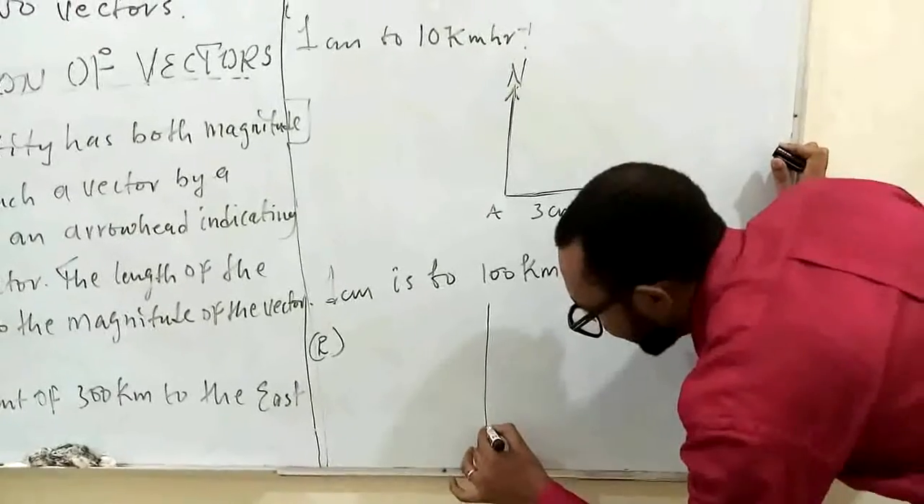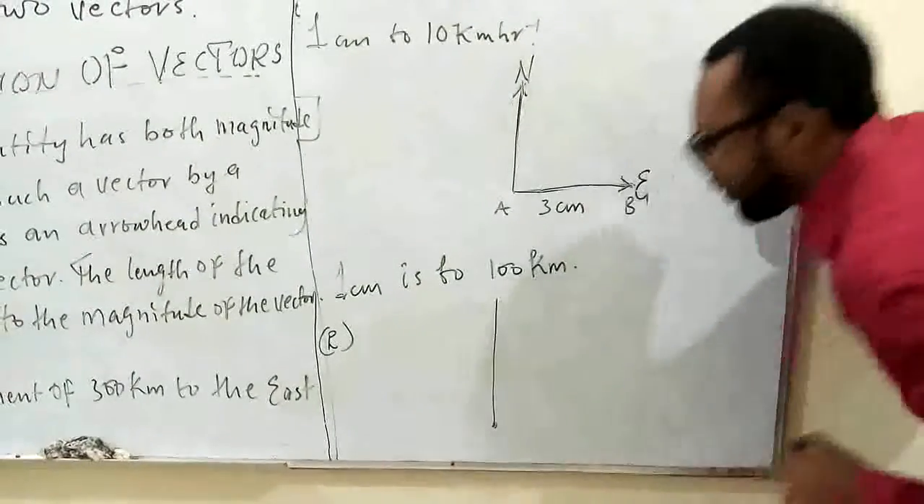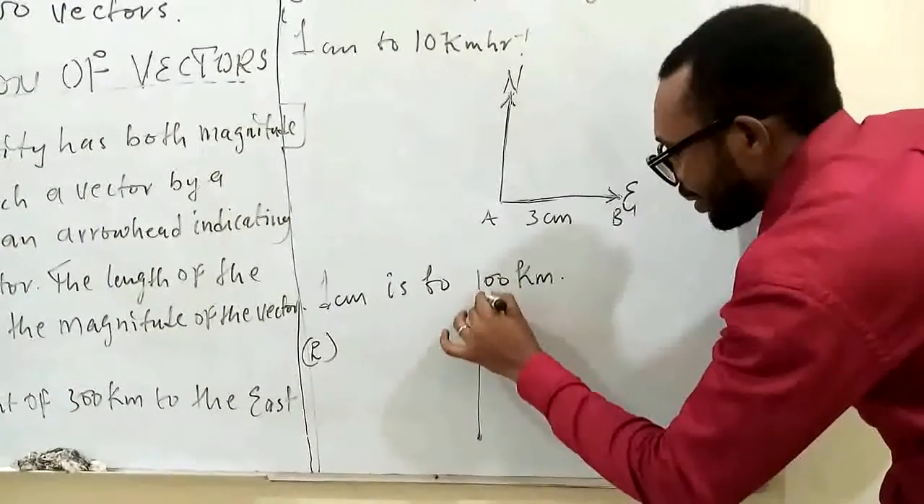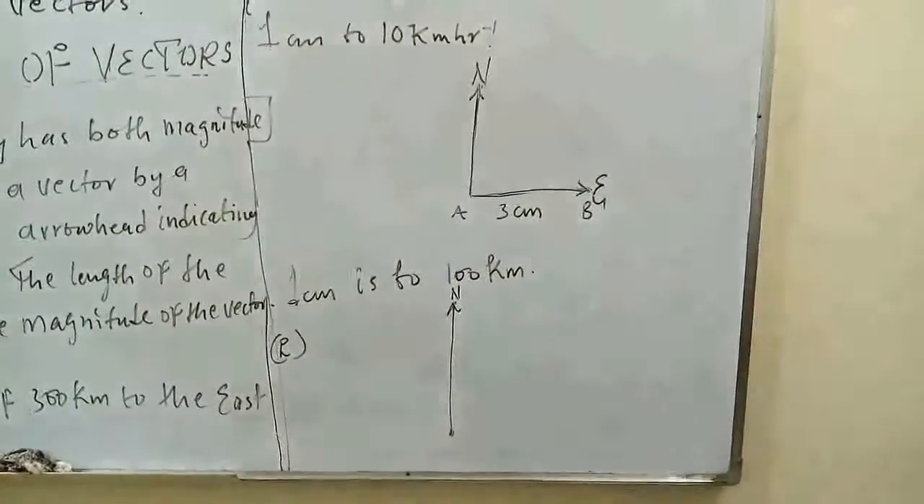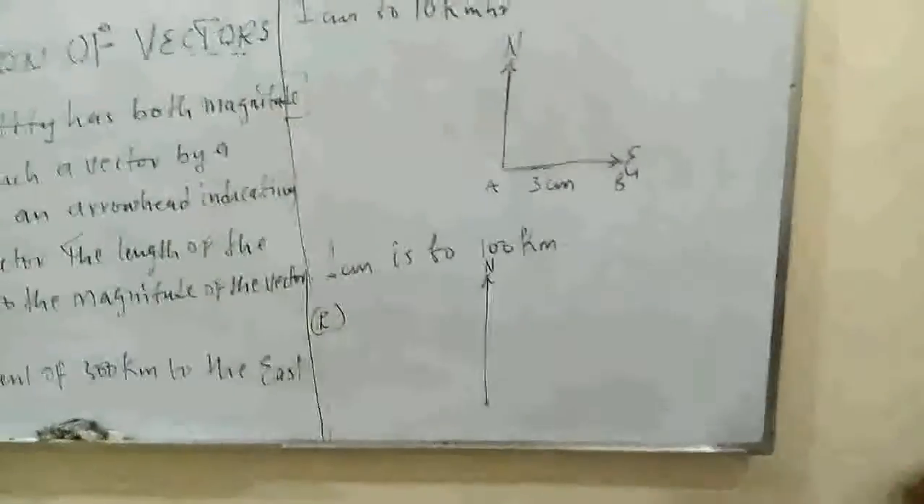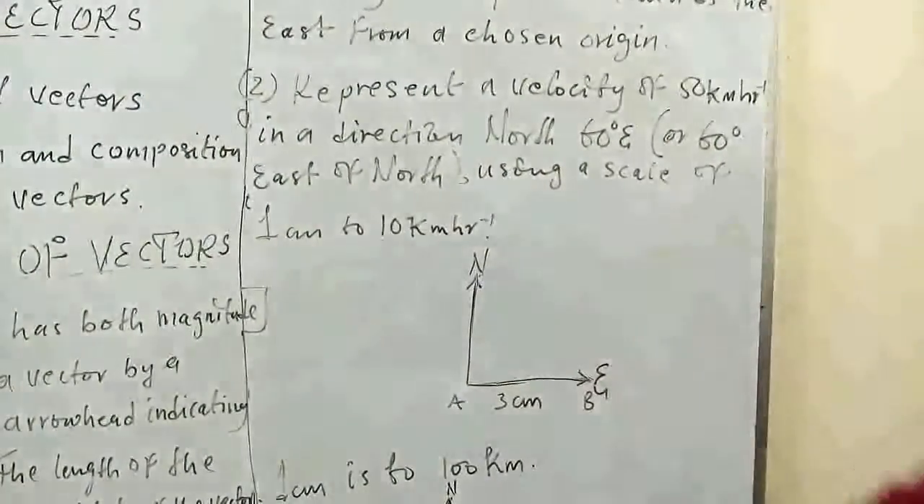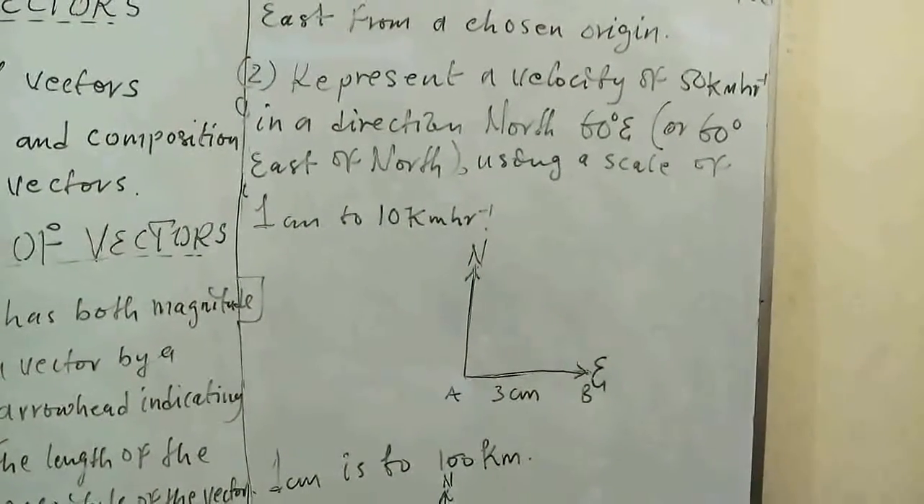Let's assume this is my point of origin, and this is north. We represent that as N. Okay? And they said 60 degrees east of north. East of north.